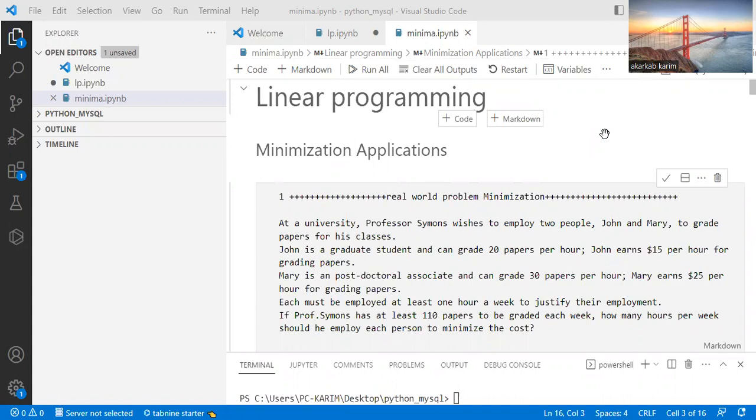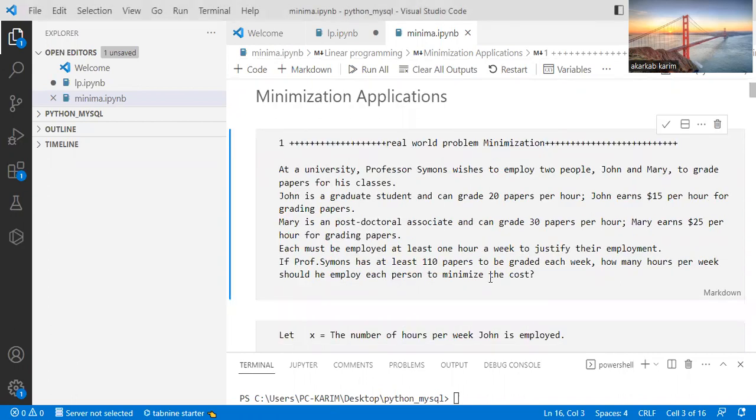Today in this session I will continue the second part of linear programming. In the last session we discovered the maximization part of linear programming, and I showed you the advantage of linear programming: it gives us the ability to make the right decision. So today I will show you the second part, minimization, using some applications. Well, let's start with the first application.